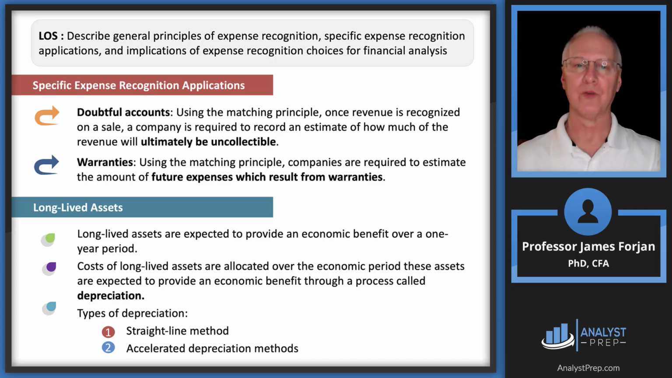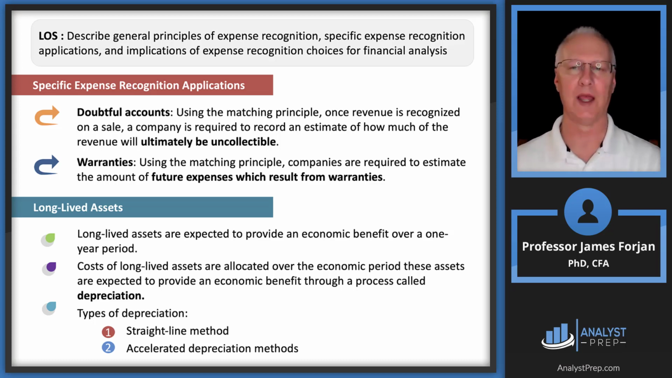But of course, some of those people who owe me are not going to pay. Clearly, I'm not going to get 100% of the money that is owed to me. So how do we keep track of that? Well, we need to put in this thing called doubtful accounts. Using the matching principle, once the revenue is recognized, the company is required to estimate how much of those accounts receivable will ultimately be uncollectible. And there are various ways to do this.